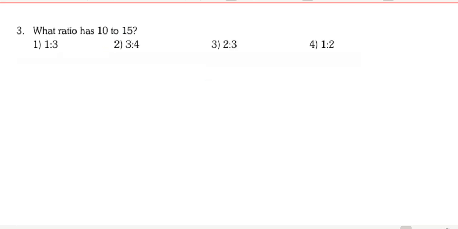Let us see the third question. What is the ratio of 10 to 15? 10 to 15 means we should find out a ratio between 10 and 15. So 5 twos are 10, 5 threes are 15. So this can be written as 2 is to 3. So the third option is the correct one for this question.